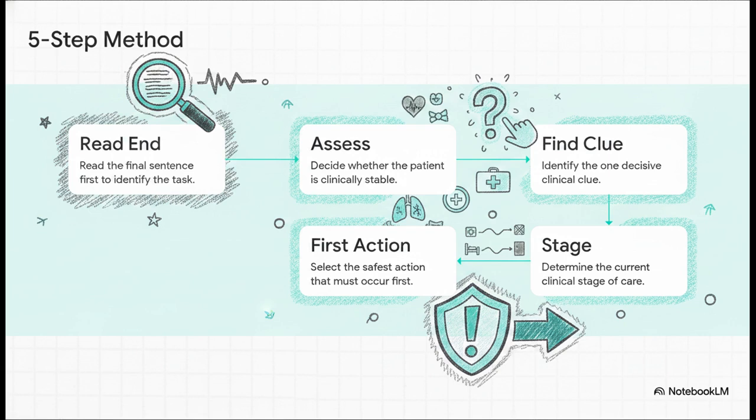Step 2, assess clinical stability. Look straight at the airway, breathing, circulation, and the vital signs. Is the patient crashing? Step 3, pinpoint the decisive clue. You've got to sift through all that background noise to find the one finding that pivots your management. Step 4, determine the clinical stage. Are we at initial presentation, stabilization, or disposition? And finally, Step 5, select the action that must occur first. You're looking for the option that is strictly necessary right this second, not just something that'd be nice to have.